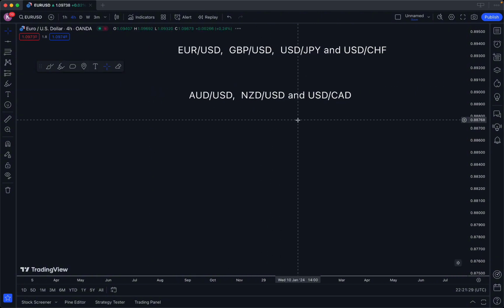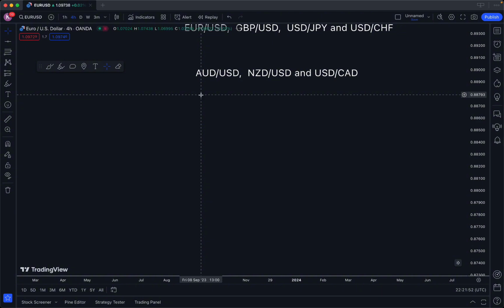So these pairs are called commodity pairs. They are the currency pairs from countries with large amounts of commodity reserves. The commodity pairs include pairing the United States dollar with the Canadian dollar, New Zealand dollar, and also the Australian dollar. So basically, we have seven major pairs.